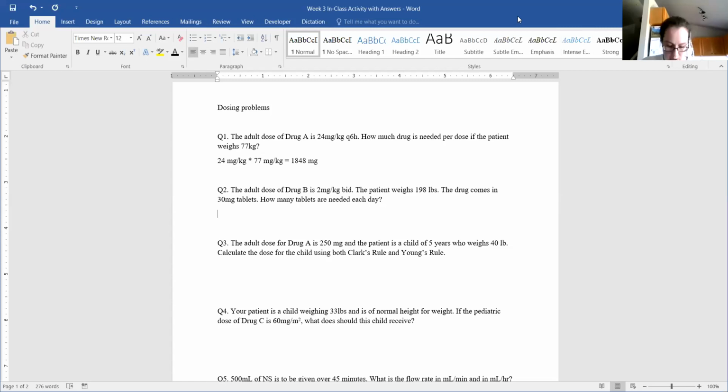Okay. Right. 0.6. Wait, am I doing that wrong? Yes. You would be multiplying the body surface area by the dose per meter squared to get a dose for the patient. So it'd be 60 times that 0.6. I got 36. Yep, perfect. 36 milligrams.